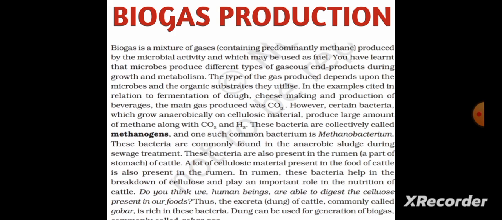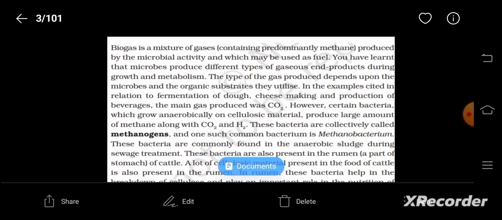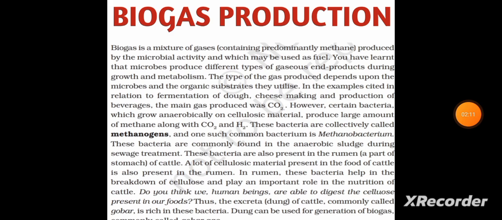In the example cited in relation to fermentation of dough, cheese making, and production of beverages, the main gas produced was carbon dioxide. However, certain bacteria which grow anaerobically on cellulosic material produce large amount of methane along with carbon dioxide and hydrogen. These bacteria are collectively called methanogens, and one such common bacterium is Methanobacterium. These bacteria are commonly found in the anaerobic sludge during sewage treatment.